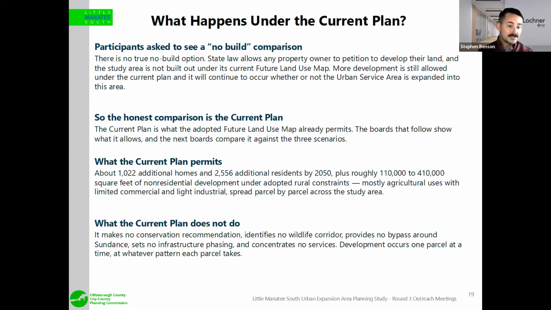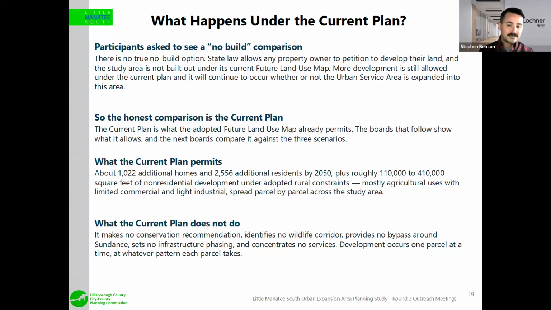What the current plan allows is an additional, on top of what exists today, 1,022 homes, an additional 2,556 residents is what that would equate to by 2050, plus somewhere on the order of 110 to 410,000 square feet of non-residential development. And that includes correcting for the obvious constraints that exist in a rural setting for an area that does not have access to urban services.